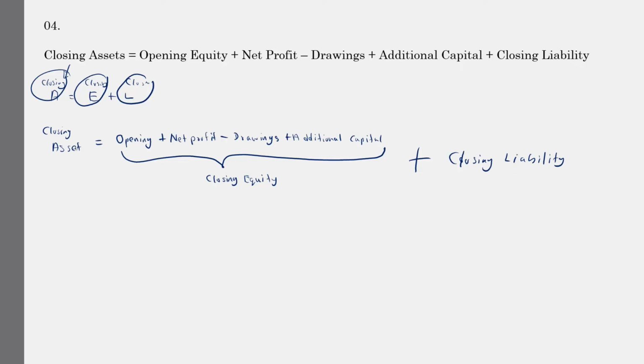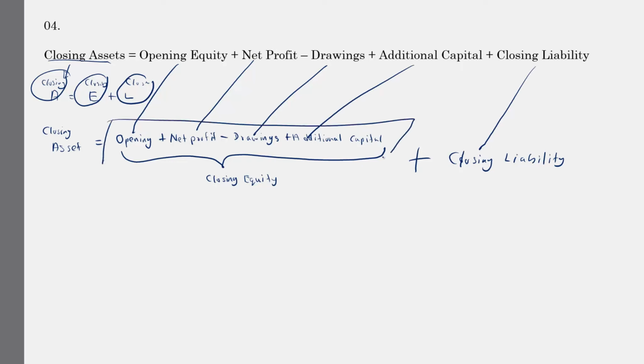So now here, see the formula: closing asset is equal to opening equity plus net profit minus drawings plus additional capital, and finally you are adding the closing liability. So what is this entire part? This entire part is your closing equity. So closing equity plus closing liability is your closing asset. This is also a very important formula that you have to remember.